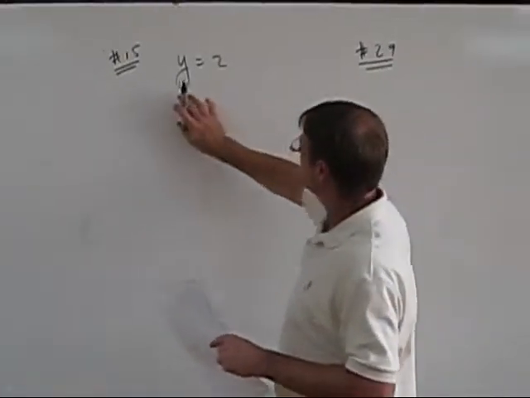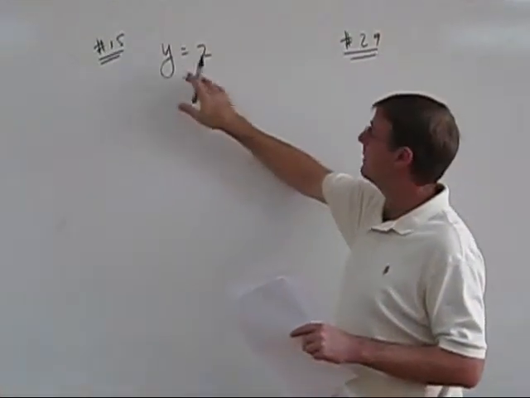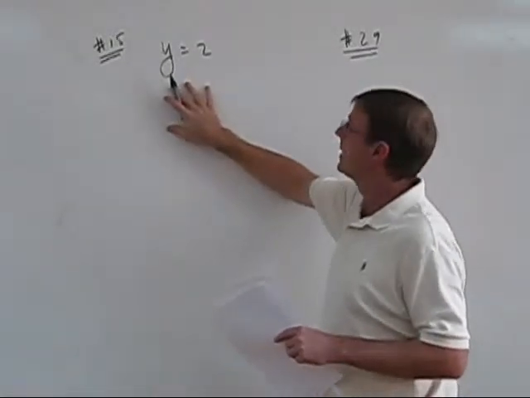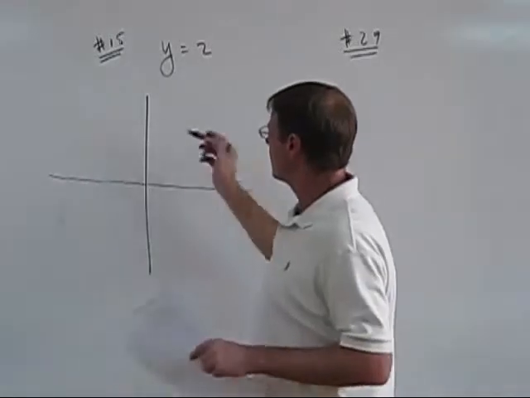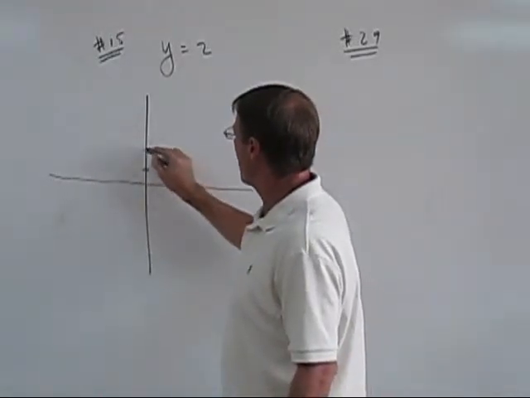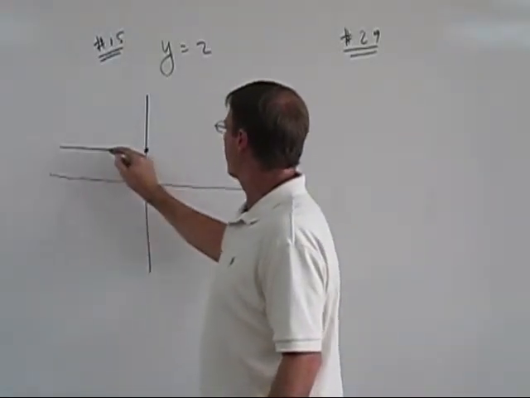And so this is a unique situation where you don't have x's and y's in the equation. When you only have the y, you have a horizontal line, and so simply you just go up to y equals 2, and you graph the horizontal line.